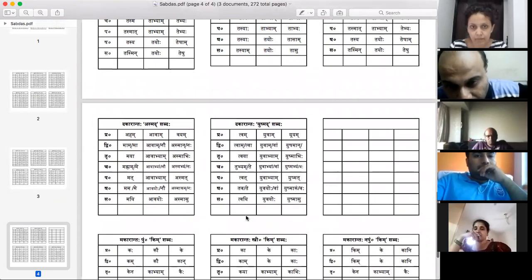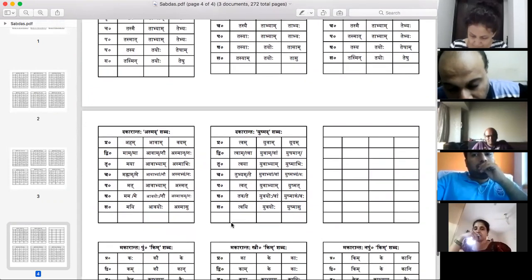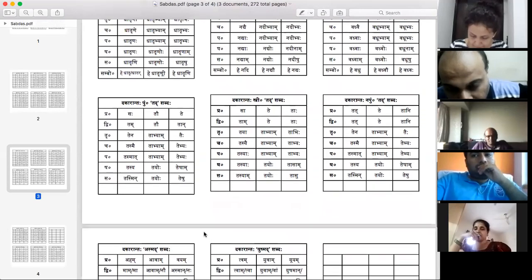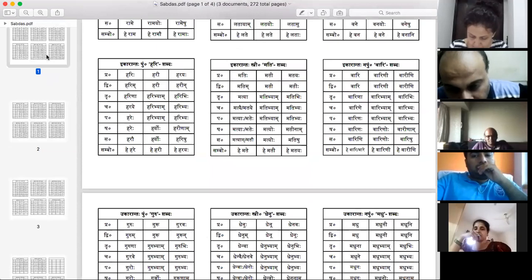Asmat. See, you don't have "I am" here, so you have to include that also. It is not like aham. So idam is a separate shabda. I'll show you that shabda.